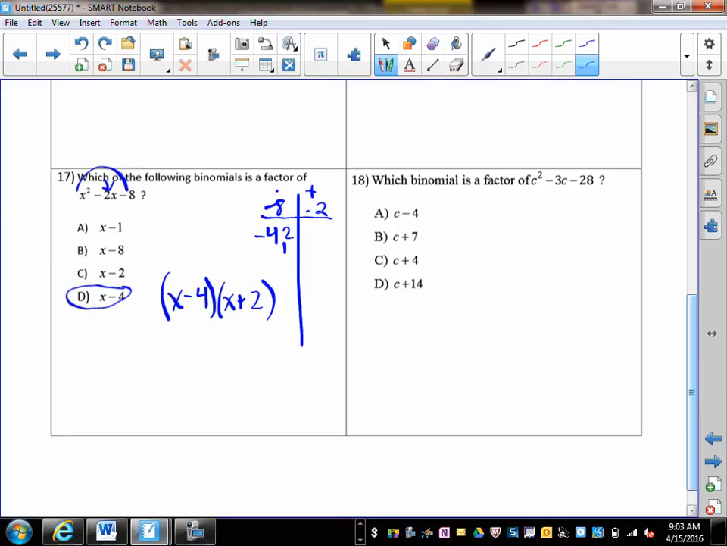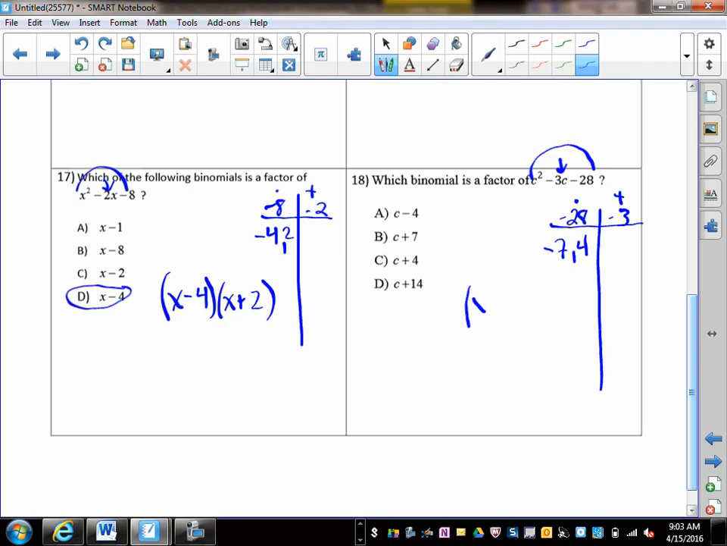Okay, number 18. Can we do the shortcut on this one? Yeah. So what multiplies to negative 28 and adds to negative 3? Just like that warm-up on the second day. What two numbers multiply to negative 28 and add to negative 3? Negative 7 and 4. Good. If I add these together, I get negative 3. If I multiply, I get negative 28. Okay, we can do our shortcut.